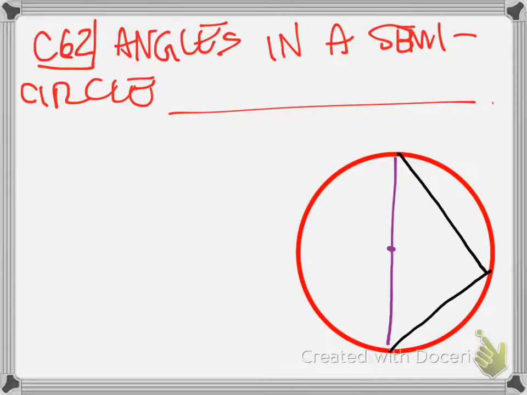What do you think is going to be the measure of that angle? Well, think about it this way if it's hard to see. That's an inscribed angle, and here's its intercepted arc. So what is its central angle? The central angle that goes with that arc is that one.